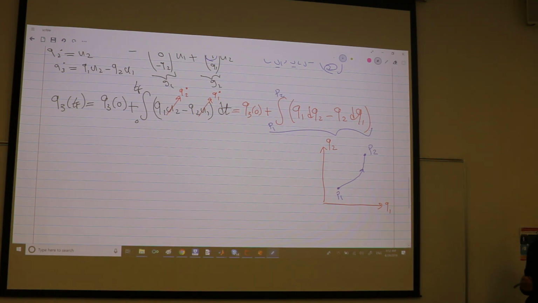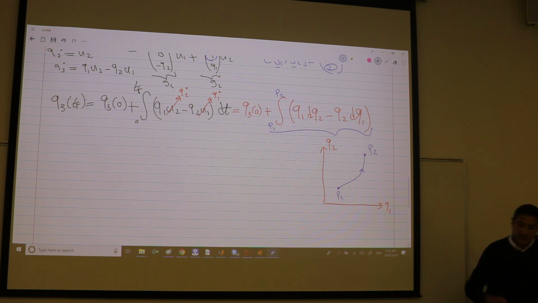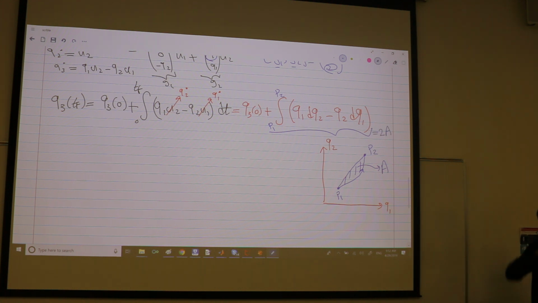It's no longer over time. You can easily show that this is actually twice the area between this curve and the line connecting the 2 points. So if this area is A, this integral is 2A. Okay? You can go and check that. I mean, it's easier.